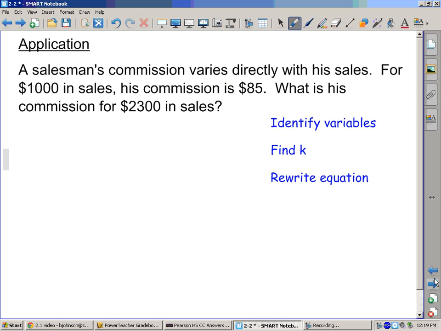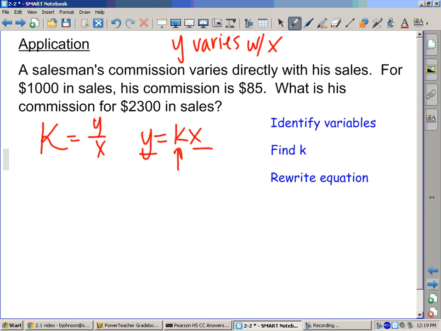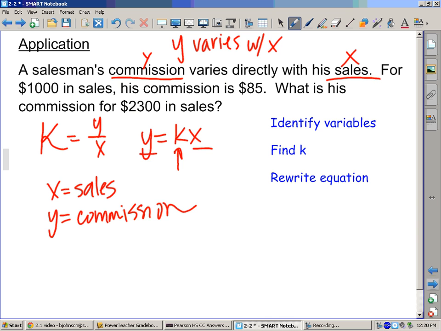It says identify the variables. Remember that it's all about direct variation here, so k equals y over x, or you can think of it as y equals k times x. We're going to find that constant k, but we need to know what do the y and the x represent. We always say that y varies with the x. So look at the words that they use in this problem. They say that the commission varies with the sales. Therefore, our commission is going to be y and our sales will be x. So let's write that down. X is going to be sales and y is our commission. Okay, so we identified the variables.